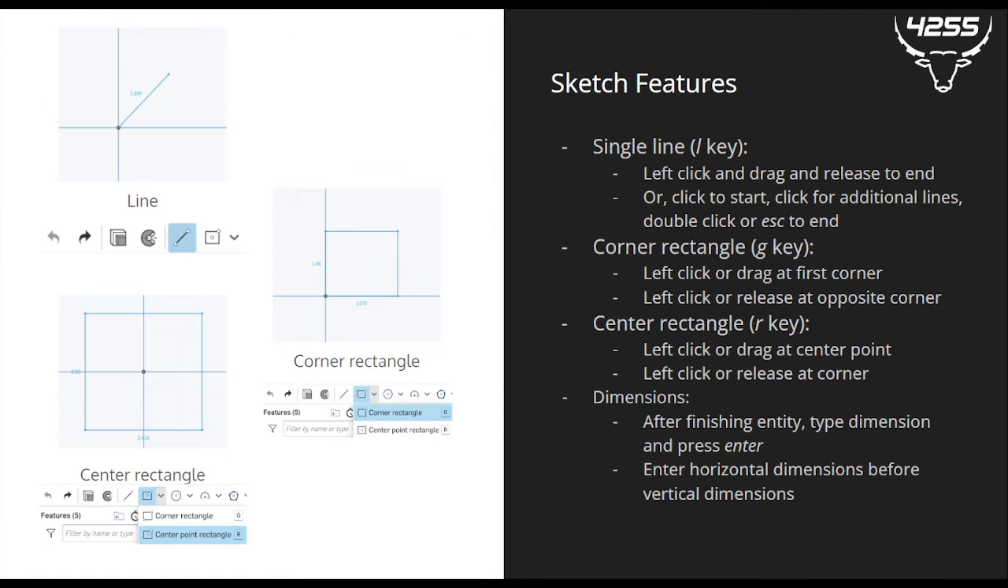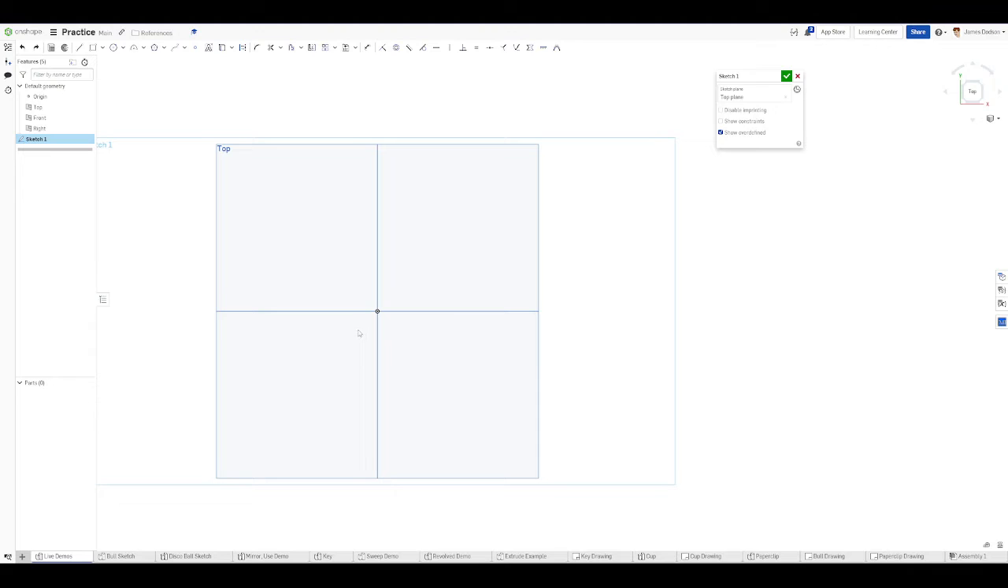Okay, next tool, we have our center rectangle. Same concept, you click to start, click to end, or click and drag, and then release. But this time, rather than starting at one corner and going to the opposite corner, the rectangle starts in the center, and then you click and drag outwards to make the rectangle. I'll demonstrate that. So that's how the center rectangle works. You just click once to start it, click again to end it, and it creates a rectangle like that. And that's the R key if you want to use the keyboard shortcut.